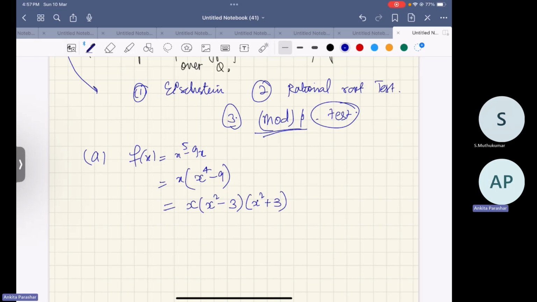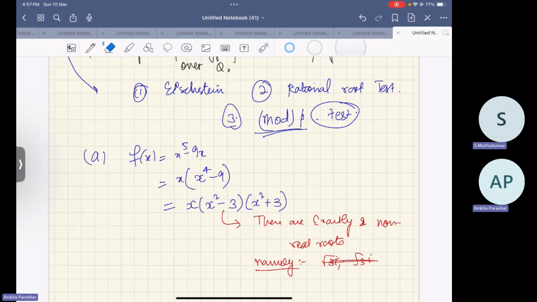Now can you tell something about the number of real and non-real roots? There is some property about the number of non-real roots. There are exactly 2 non-real roots. What are those? Namely, root 3 i and minus root 3 i. So, of course, these are the roots which are not real.